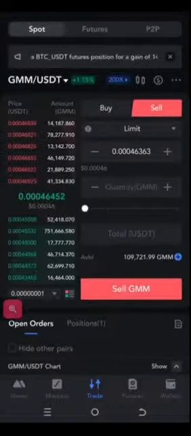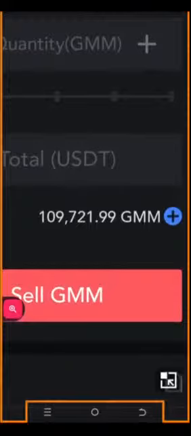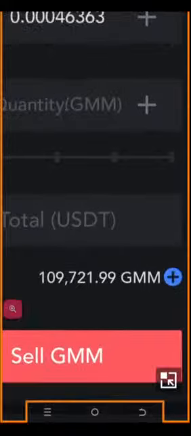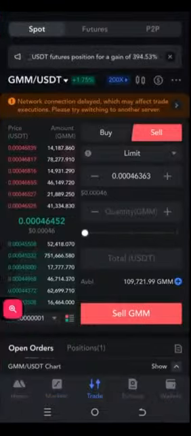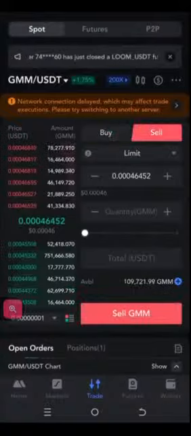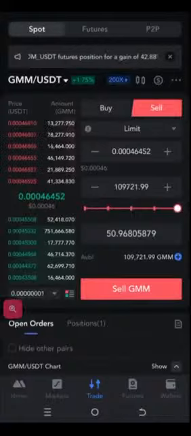All right, it's here. As you can see, we've got our money here. That's 109,721 GMM. Okay, so let's go quickly and set our sell limit. But let's even quickly see if we just want to sell outright, right? What is that going to give us? Okay, so let's put the entire 100%. Oh, this is 50.96. So that means if I click on sell, that's going to put me in the queue.